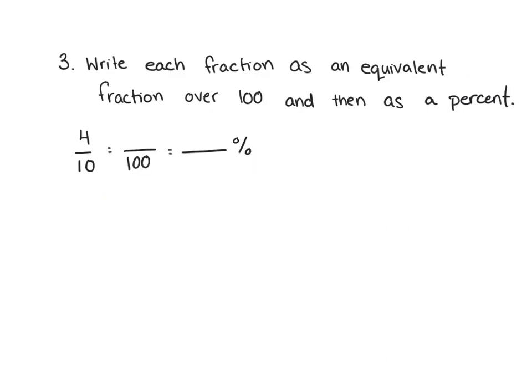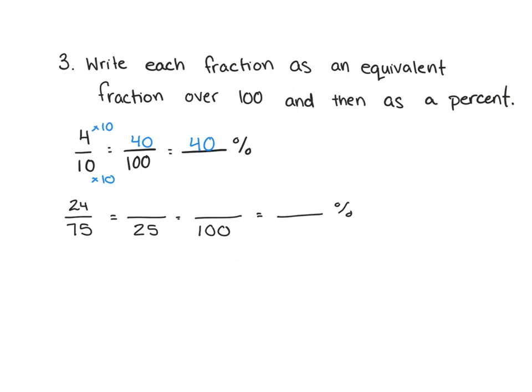Question 3 is also going to have several examples, and they're asking you to take the original fraction and write it as an equivalent fraction over 100 and then as a percent. So if we have 4/10 and we want to make it over 100, we have to figure out what do we do to get from 10 to 100. So we need to multiply it by 10. Whatever we do to the bottom, we have to do to the top. So 4 times 10 is 40, and 40 out of 100 is 40%. When we go from a fraction over 100, our numerator becomes the percentage, okay?